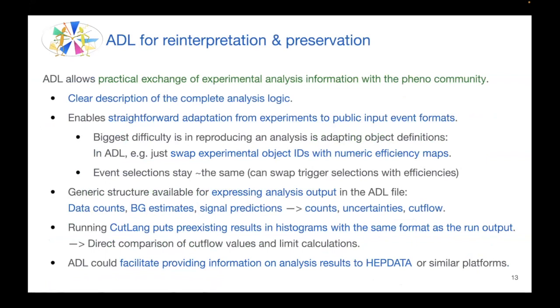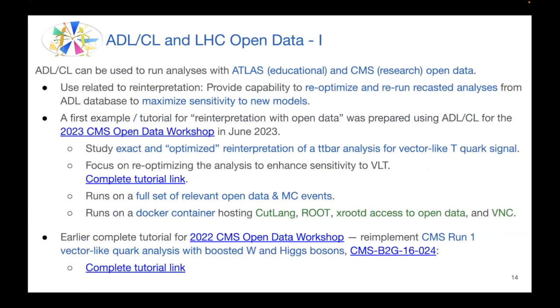For the reinterpretation and preservation, we wanted to have a clear description of the complete analysis logic. And maybe ADL and CutLang would help in this by putting the data counts, background estimates, signal predictions into the file itself so that we can do a direct comparison between the output of a paper, for example, and what we obtain from CutLang. Eventually, we can put all this information into a generic place like HEPData to keep it for later use.